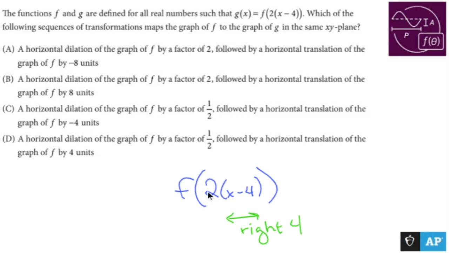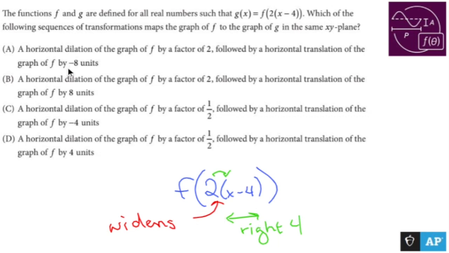If I'm looking at 2 here, 2 is being multiplied to x minus 4. Whenever you have a number that's attached to x, if it's bigger than 1, it actually widens your graph out. So in this case, what I'm going to have is something that widens out and moves to the right 4.